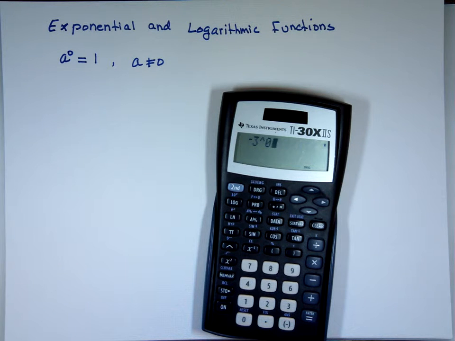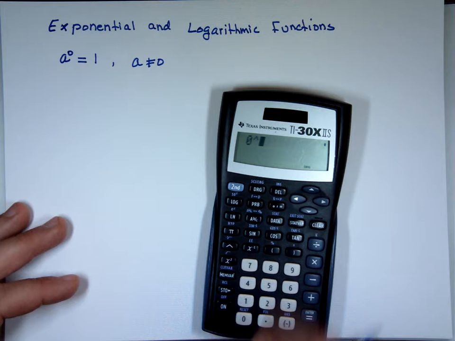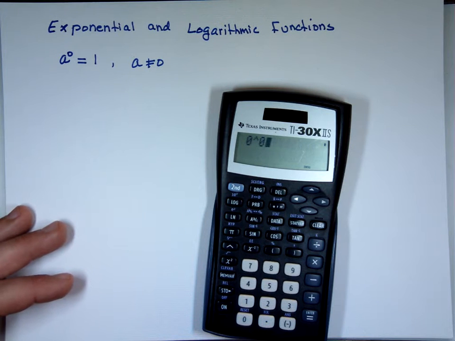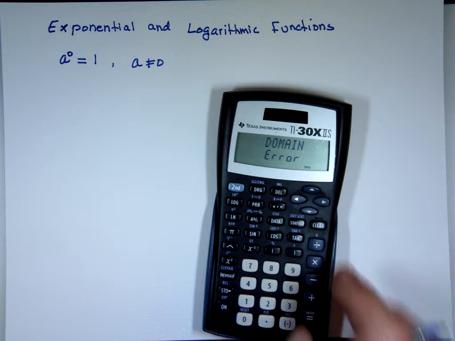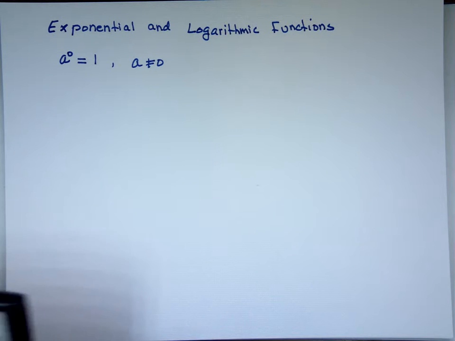Negative 1. Why? Only the 3 is raised to the 0, not the negative. If they want the whole thing, you put them in parentheses. That's a minus 1. If you try 0 to 0, it should give me what? Math error. Domain error. Can't be done. So anything to the 0 power is 1 except 0.